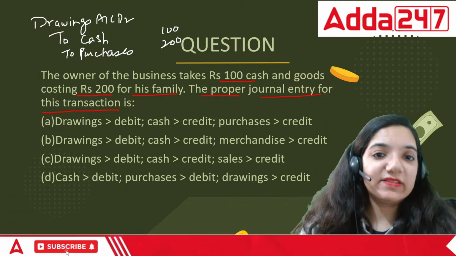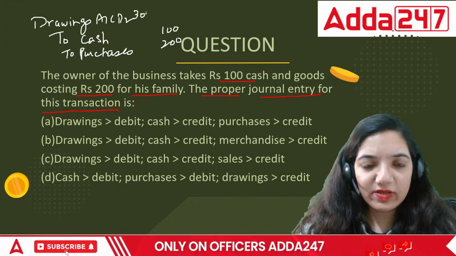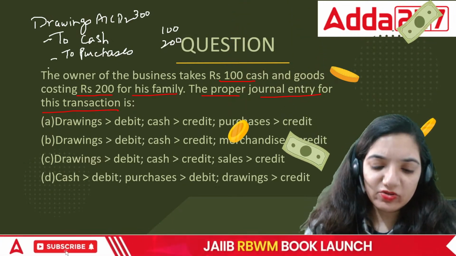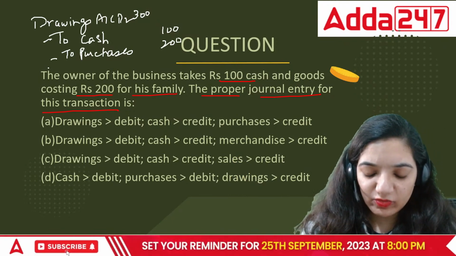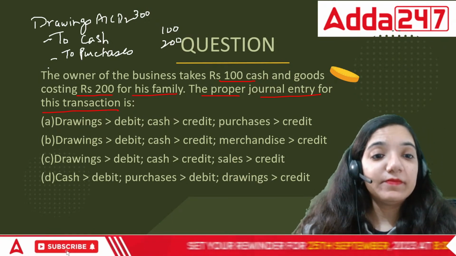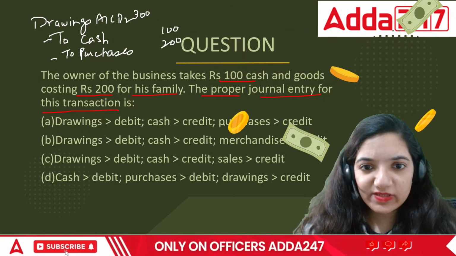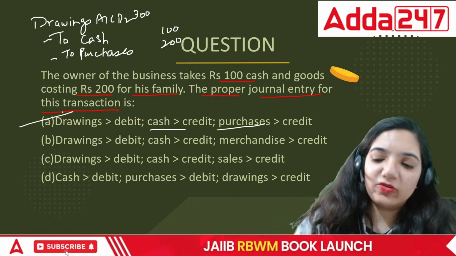So in this case, the journal entry would be a total of 300 rupees on the debit side and two cash and two purchases on the credit side. So the correct answer would be this, that is drawings account debited, it should be two purchases. The word is purchases and cash here. The answer would be A according to this question.